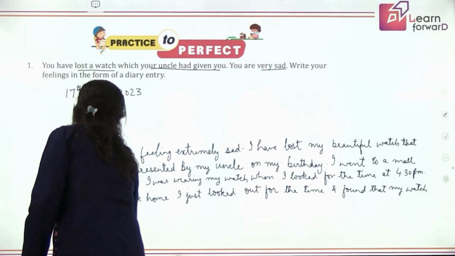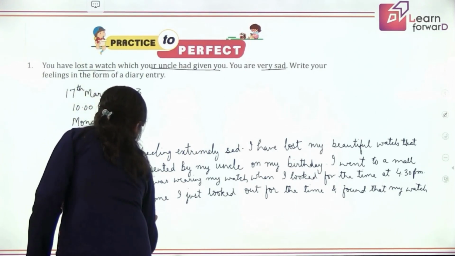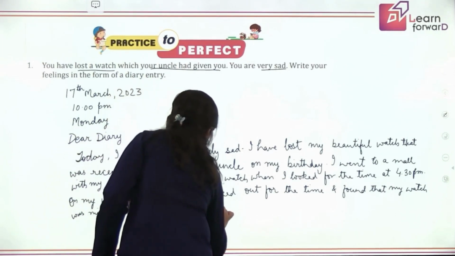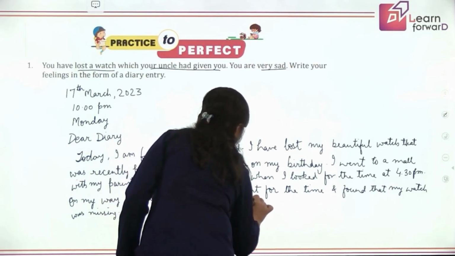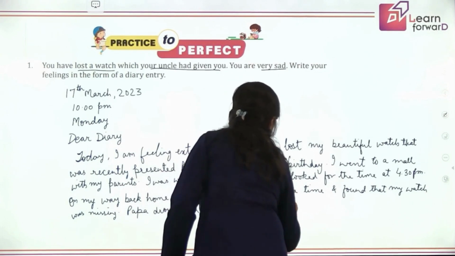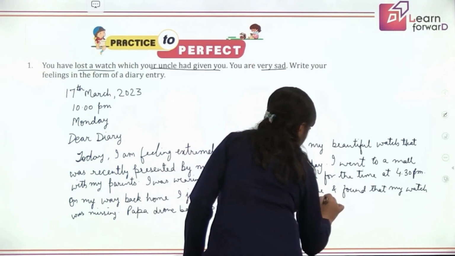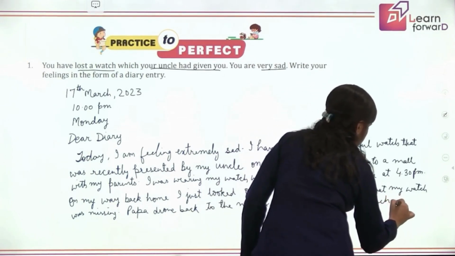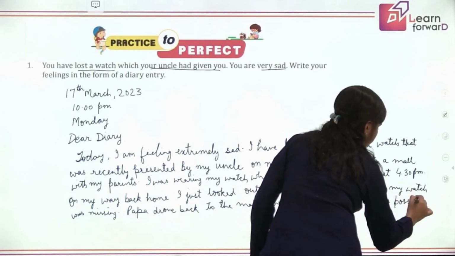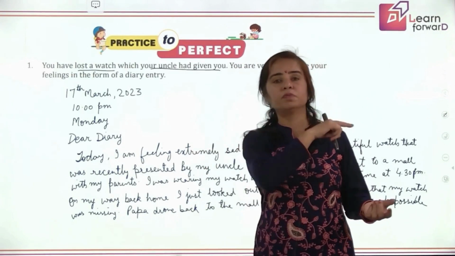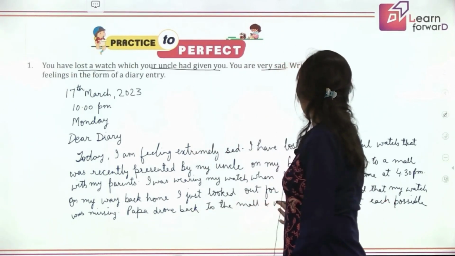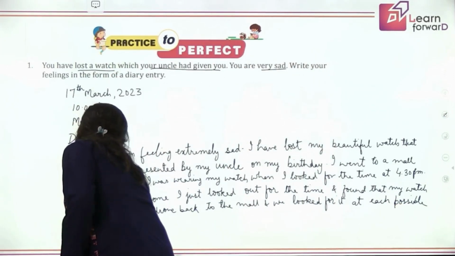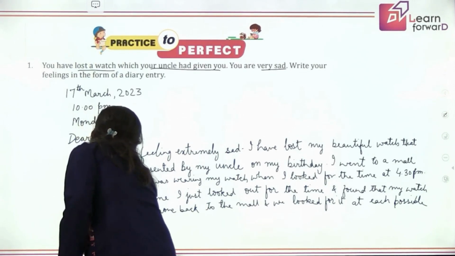So you went with your parents. So Papa drove back to the mall. And we looked for it at each possible place. That means wherever you went, you just tried going back to those places, searching for it. So back to the mall you went, and we looked for it at each possible outlet. But couldn't find.